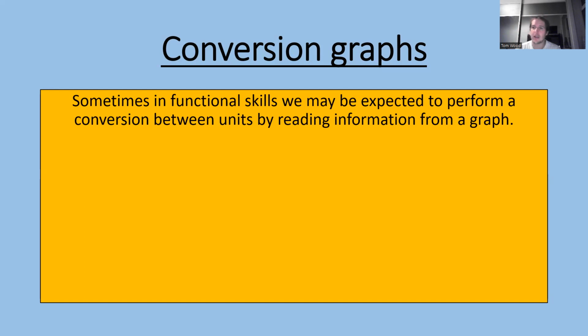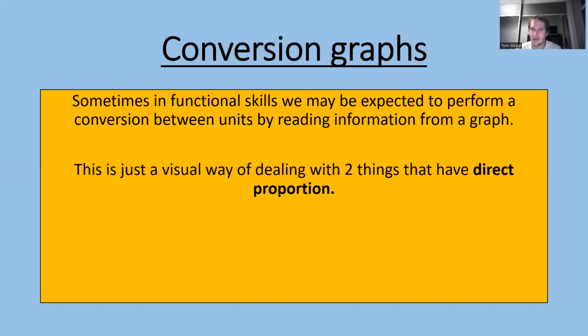Sometimes they give you a visual graph to get this data from as well. So instead of having to go, okay, well, what's 1? And then use that 1 part to find the value, we don't actually have to do any maths, we just read it from a table. So they're actually quite nice. It's essentially just a visual way of dealing with 2 things that have direct proportion. So it's all to do with ratio. It's exactly the same kind of idea.